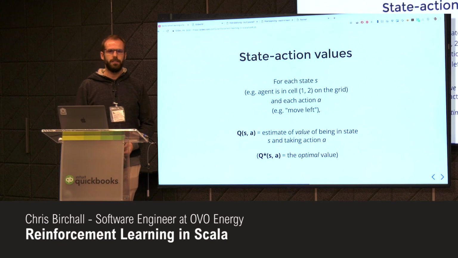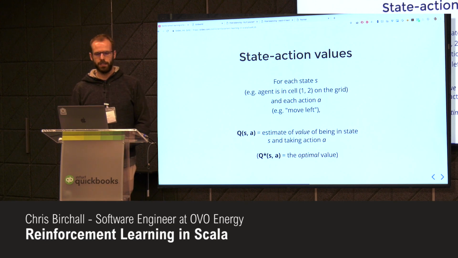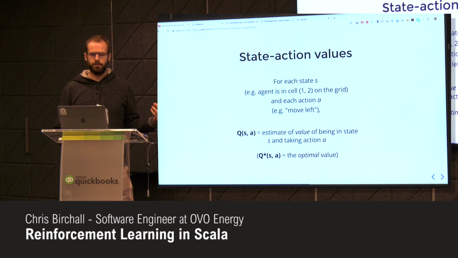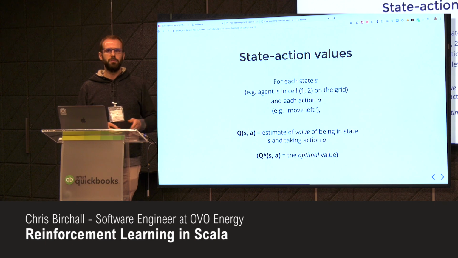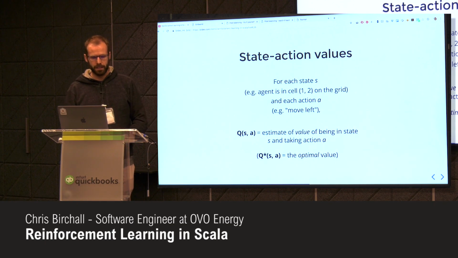So state action values, you saw those numbers at the bottom underneath the grid, those Q numbers, that's what these are. So the state action value for any given state, and any given action you can take in that state, Q of S and A, is the agent's estimate of the value of being in state S and taking action A. So given that I'm currently in state S, if I take action A, like move left, what is the value for me in doing that?